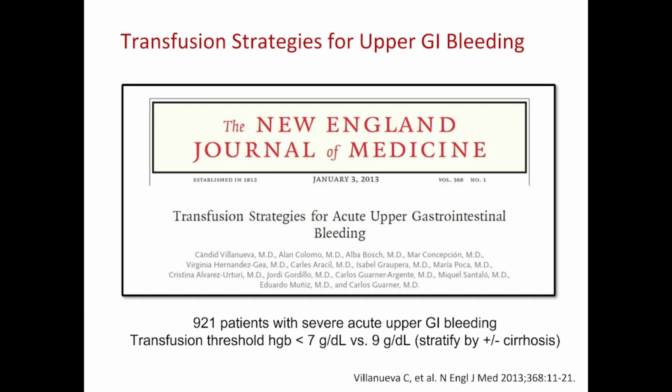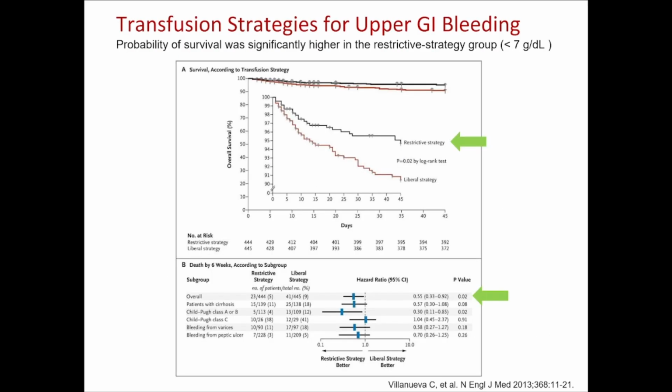The story continues because in 2013, transfusion strategies for upper GI bleeding was published. And this study had 900 patients, and they compared a hemoglobin of 7 versus a hemoglobin of 9, and this was stratified by cirrhosis. You could see that the probability of survival was significantly higher in the restrictive strategy group, indicated by the green arrow at the top.